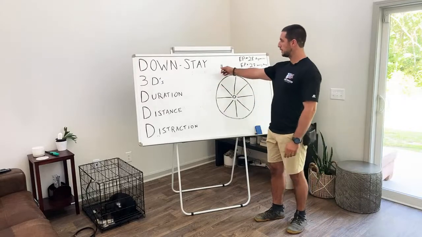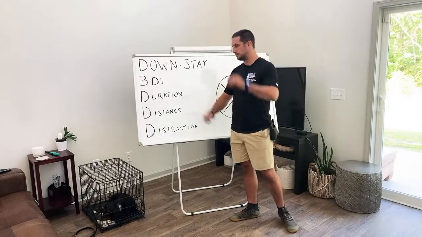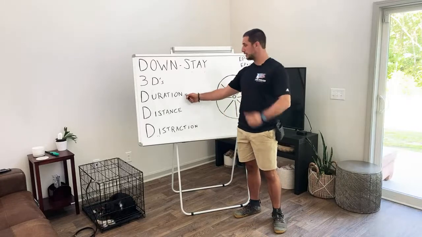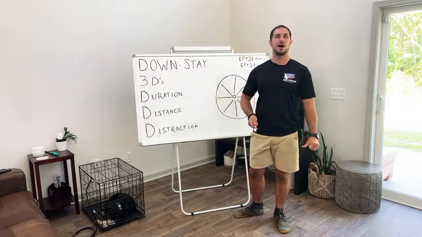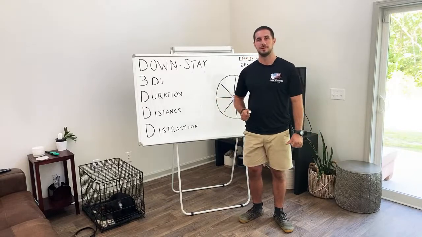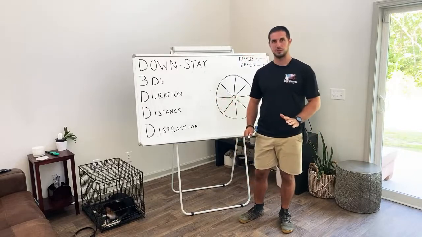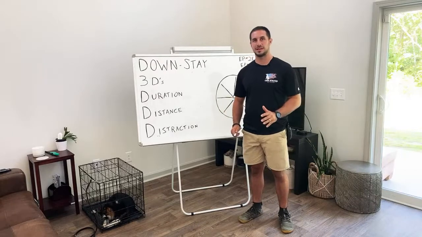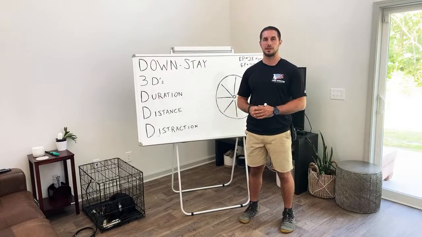So down stay is what we're here for. Three Ds, duration. All right, so let's make it simple. Duration is the amount of time that the dog is staying in that specific position, right? So I'm going to put the dog into a down position, right? Once the dog's in that down position, I'm not going to move my body, right?